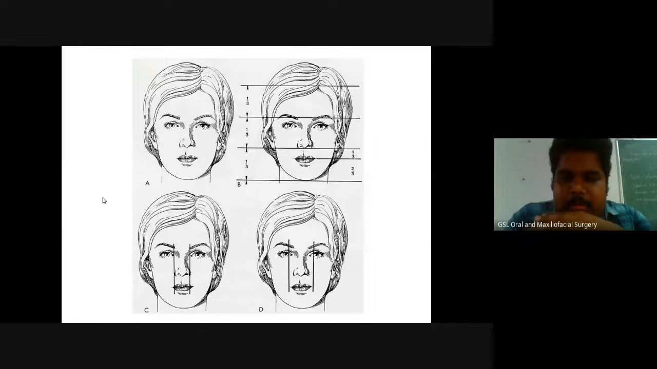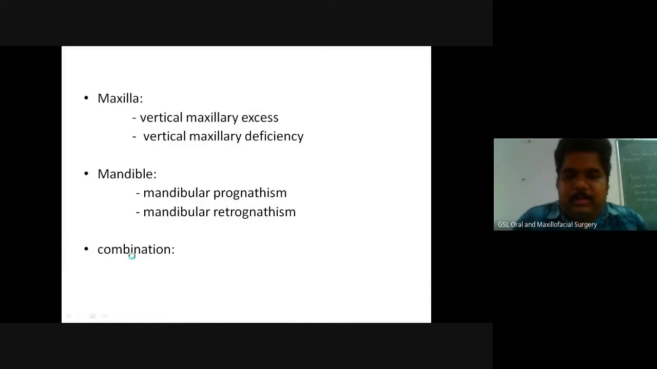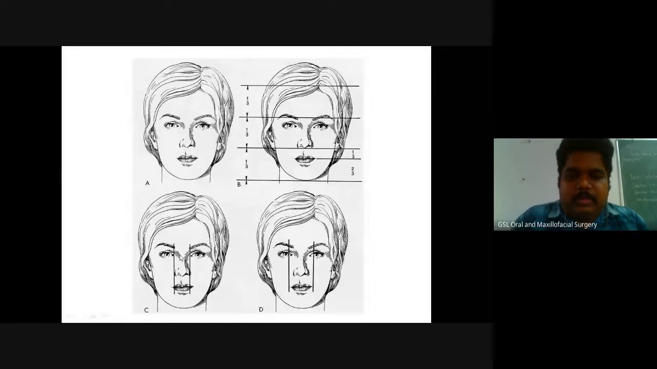Coming to the vertical thirds, the distance between the two medial canthus should be on par with your nasal floor, that is the nares, and should be congruent with the corners of your lip. So all these three should lie in the same plane. This is what you need to observe in the patient when you see an orthognathic case. At the same time, you also have to measure the interpupillary distance.